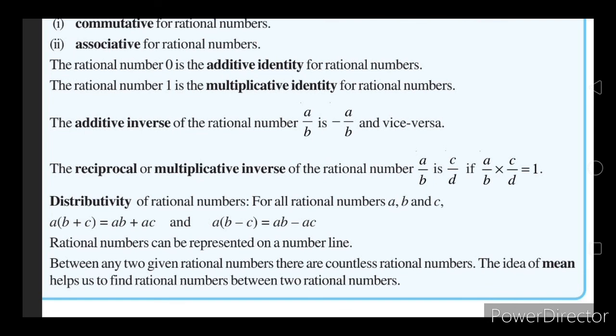The idea of the mean helps us find rational numbers between two rational numbers. If we want to find only one number between them, we can add those and divide by 2. But otherwise, the method which I have discussed earlier, of finding rational numbers between two given rational numbers, is the best method.